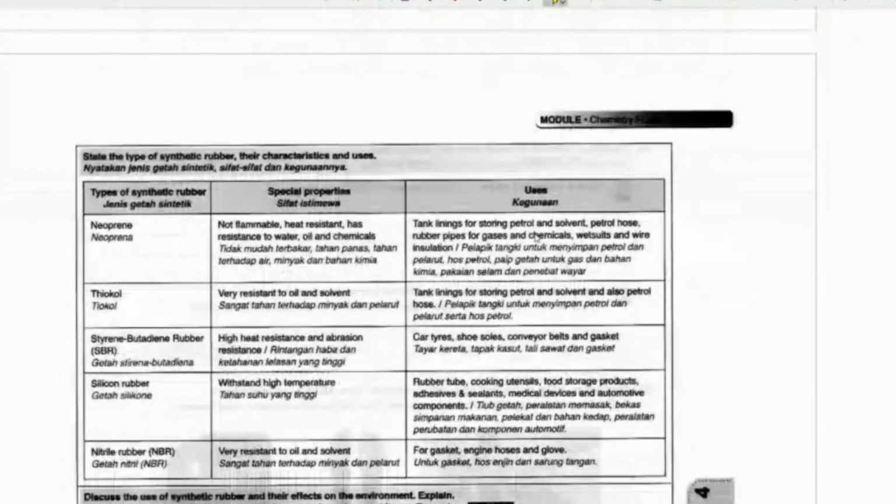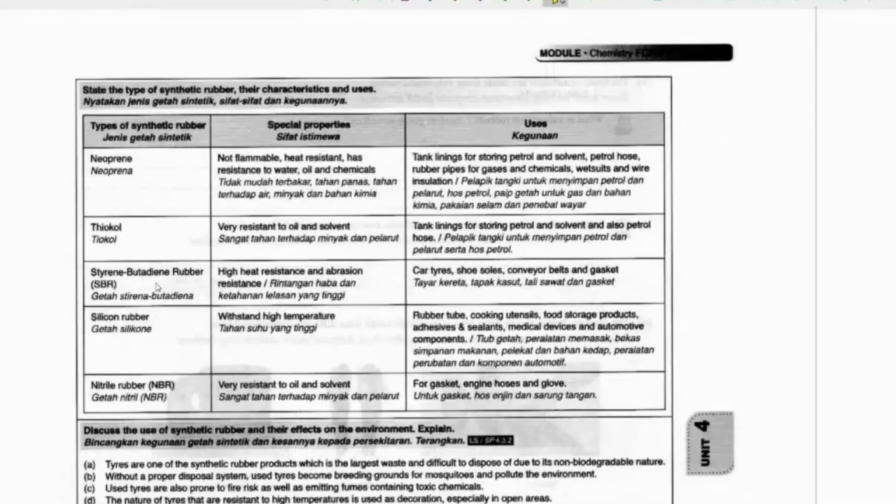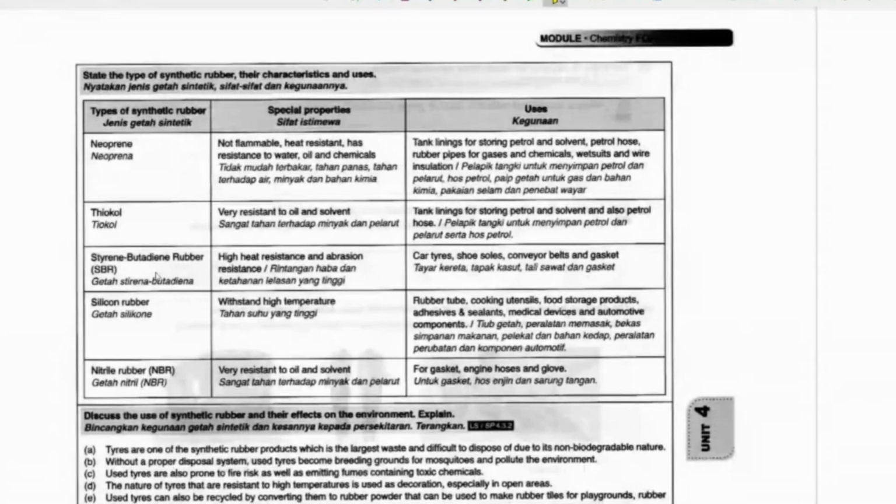Okay. Now, let's see some examples of synthetic rubber, their characteristics and their uses. Previously we have learned this under polymerization already, so these are more of a revision. First one, neoprene. Special properties: not flammable, heat resistant, and resistant to water, oil, and chemicals.